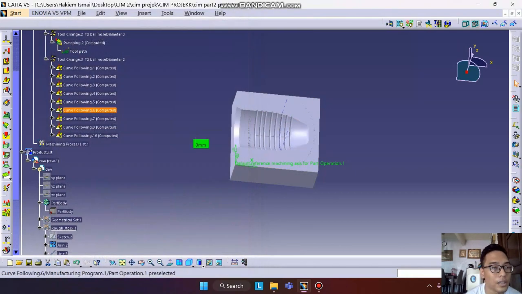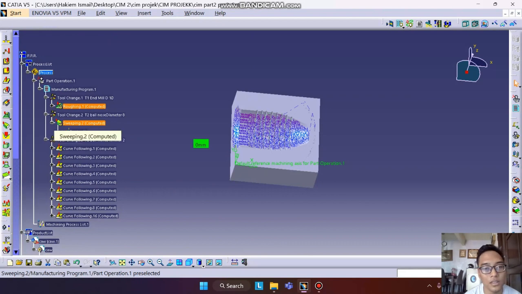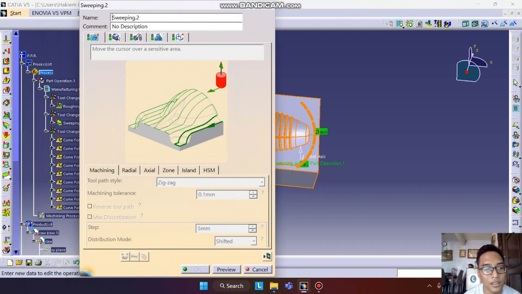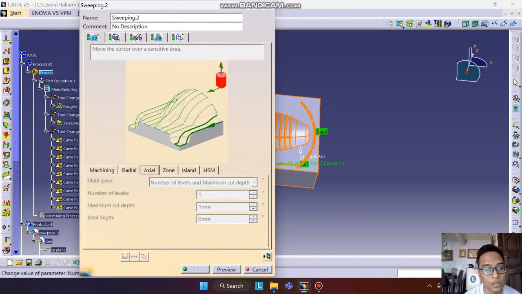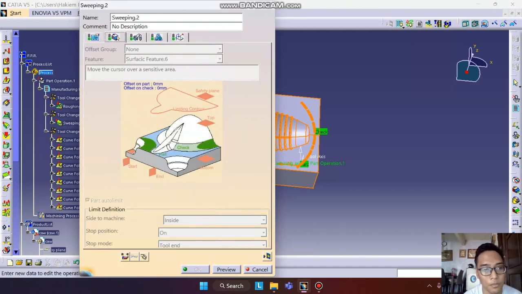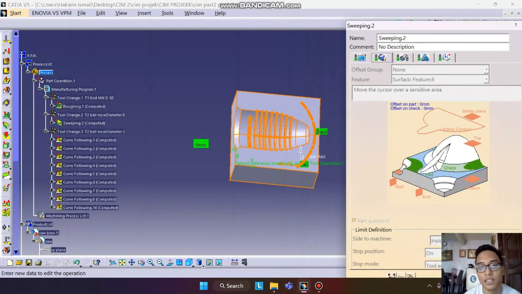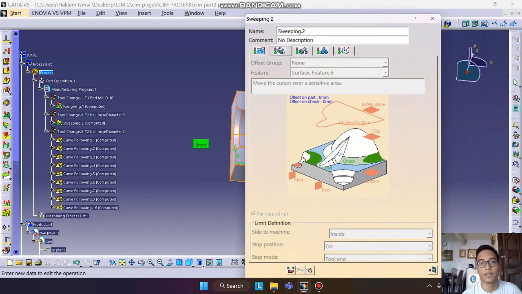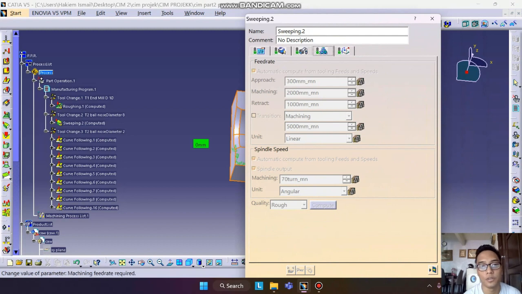And number 2 is sweeping. For the sweeping, the axial is set to number of level 1 and maximum depth of 1 millimeter. For the column number 2, we select part and check. What is check? Check is the tool ball does not touch this area, so it will operate in this component only. For the fourth column, we also set 2000 millimeter for the machining.